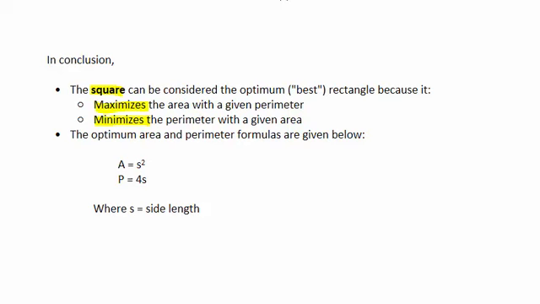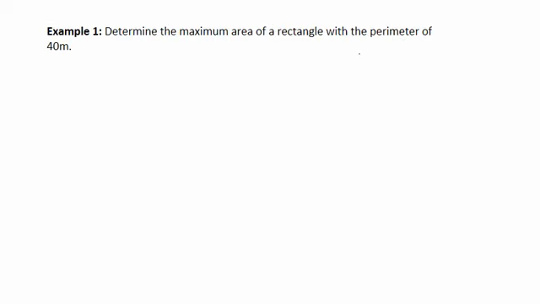So the optimum area and perimeter formulas are as follows. Area is equal to a side length squared, A = s², and perimeter is equal to 4 times the side length, P = 4s. And again, those two formulas will give you the best or optimal rectangle. Let's now look at some examples.